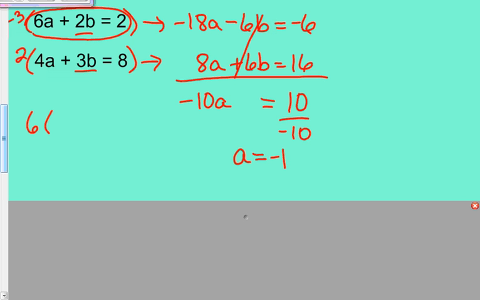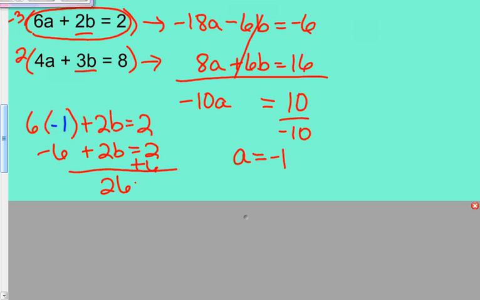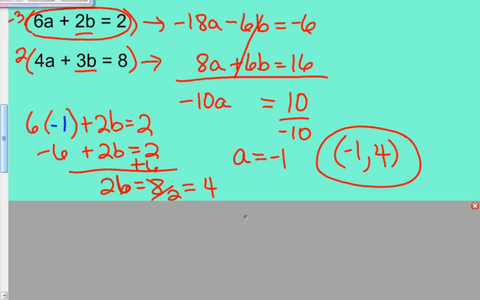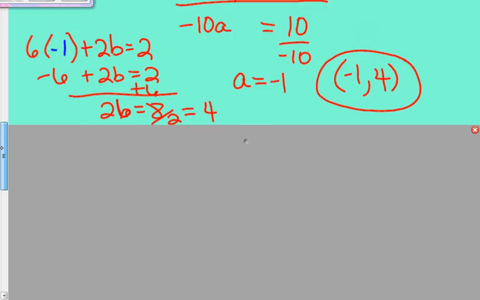So it'll be 6 times negative 1 plus 2b equals 2. This makes negative 6 plus 2b equals 2. Add 6, and I'll have 2b equals, that's a b, sorry, 2b equals 8. And then 8 divided by 2 is 4. So my b is 4. So it lists a, b first, so it'll be negative 1, 4 as my ordered pair and my answer. I'm going to do another one just like that.